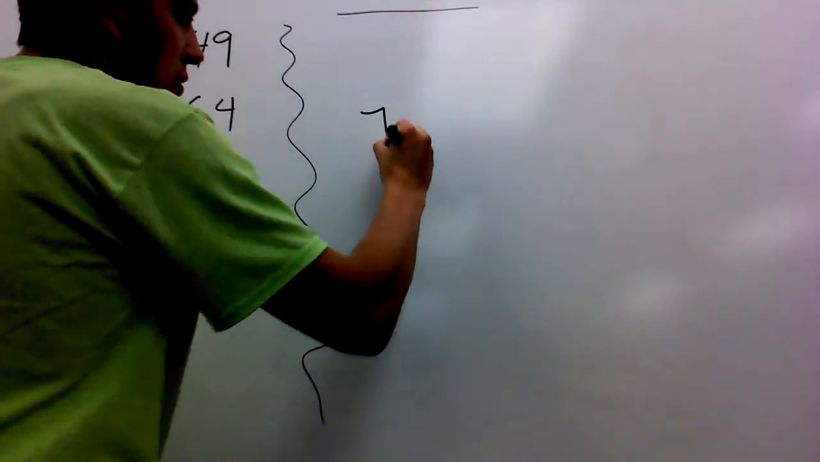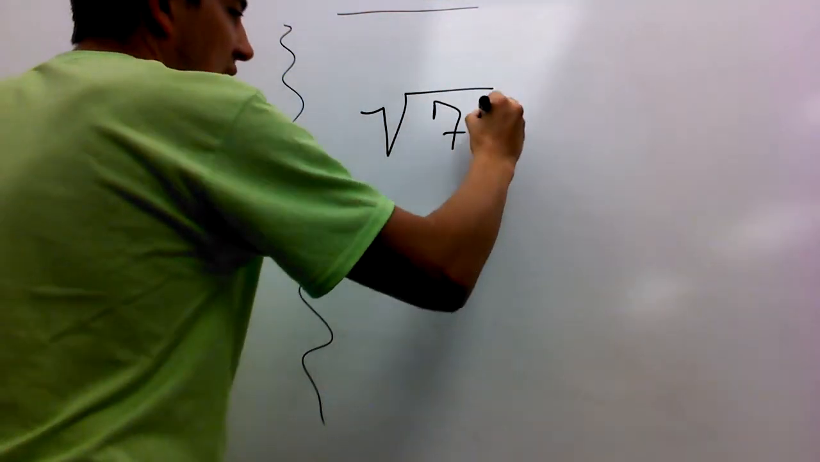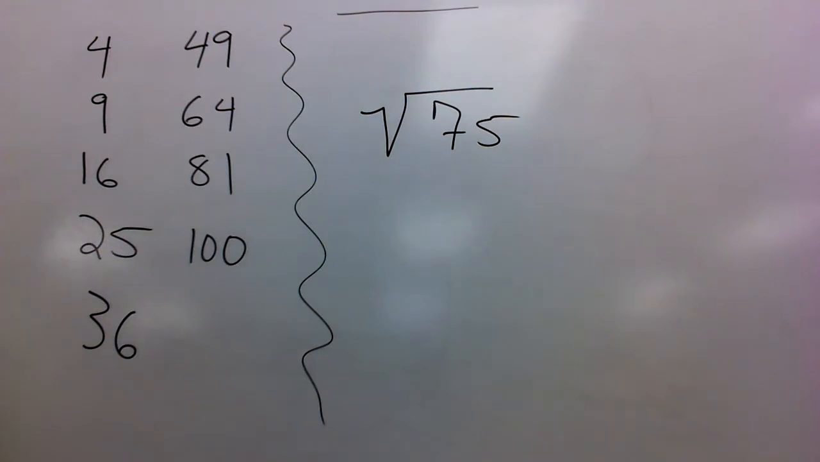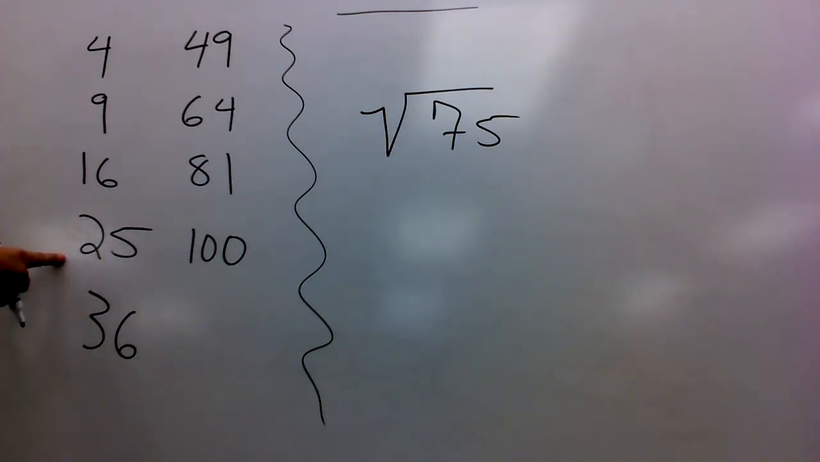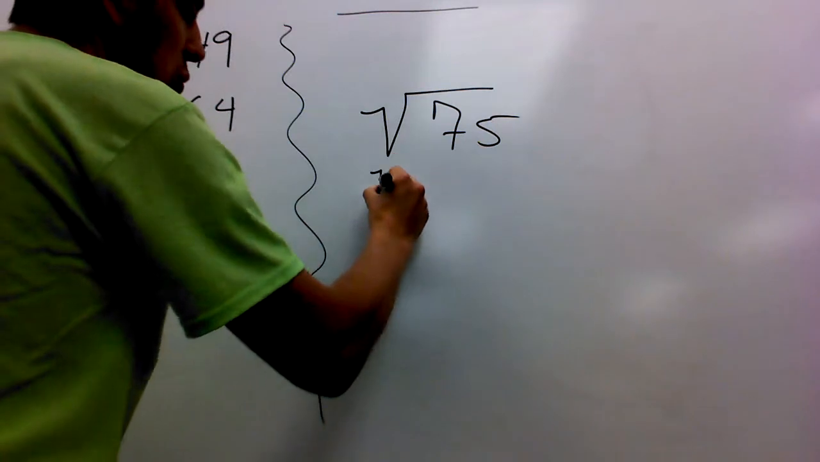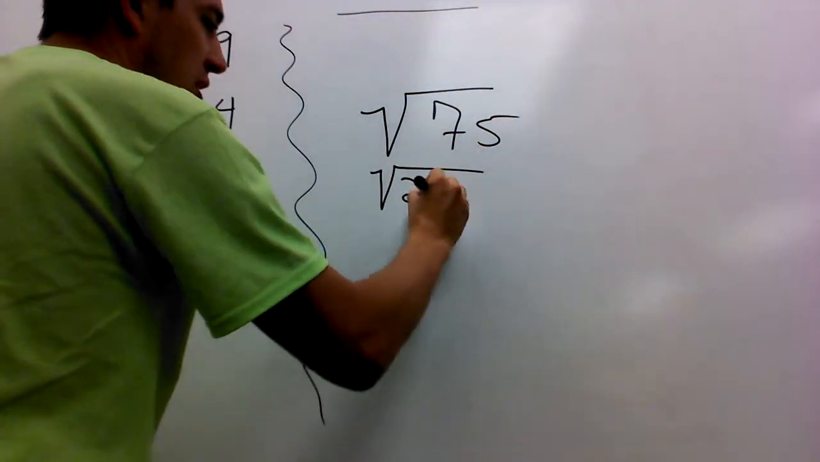Simplifying square root of 75. What is the biggest number that goes into 75? Which one of these can multiply to 75? I believe it's 25. So this is the square root of 25 times 3.